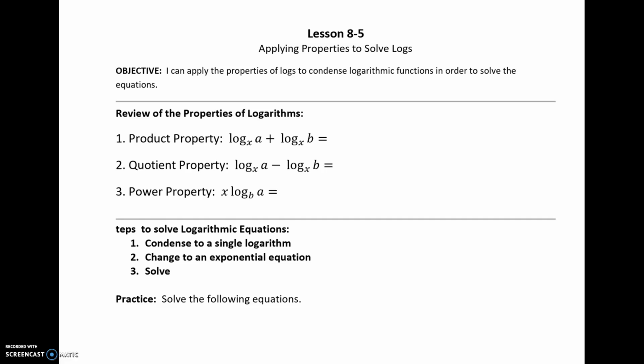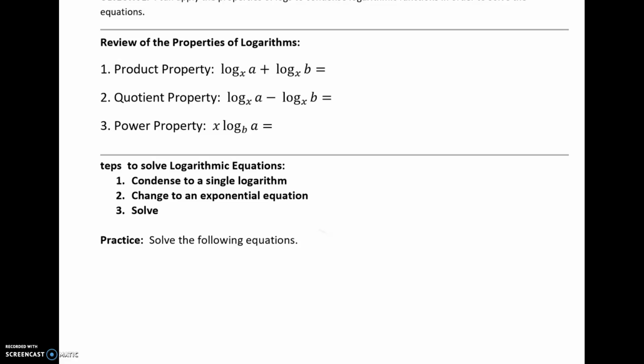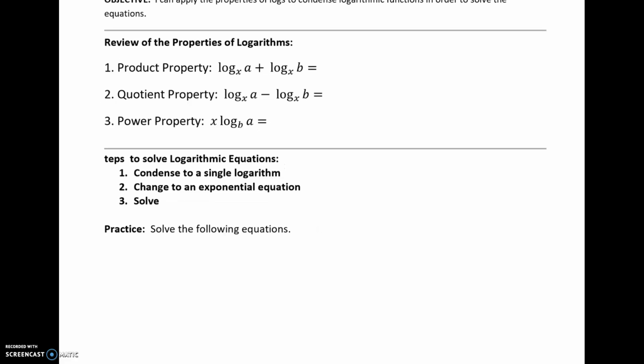It's Lesson 8.5, and we're going to be applying the properties to solve logs. It says, I can apply the property of logs to condense logarithmic functions in order to solve the equations. Let's review the last three properties from the last section.